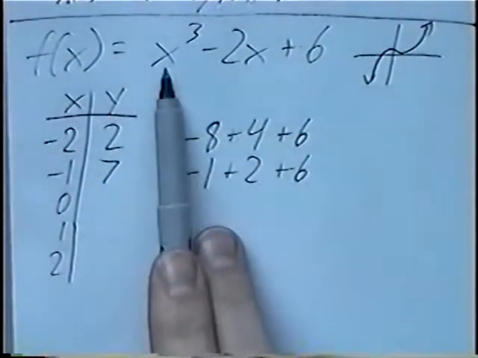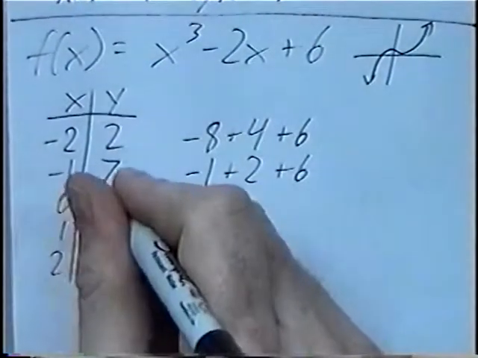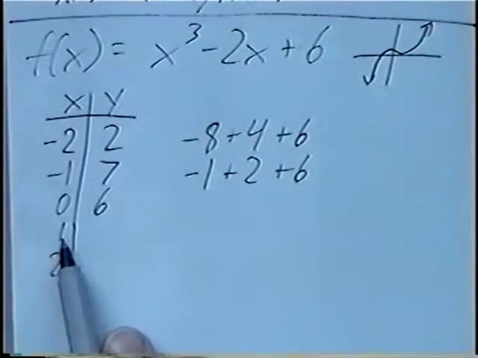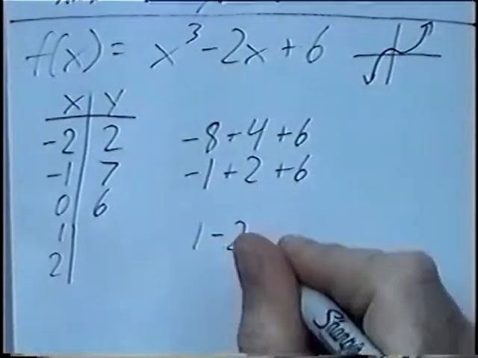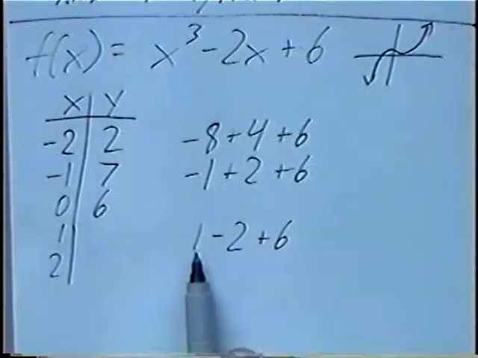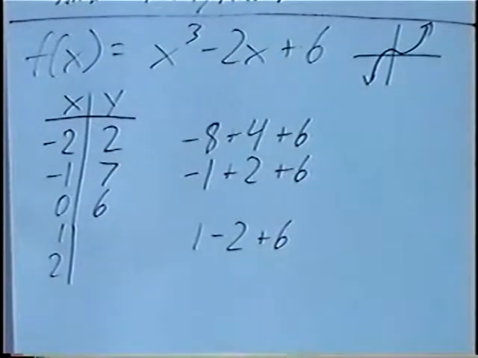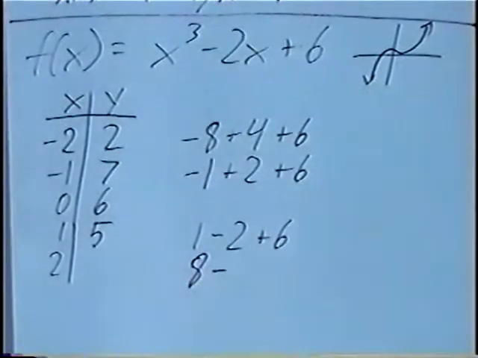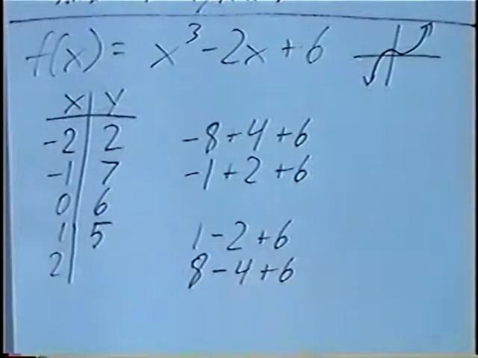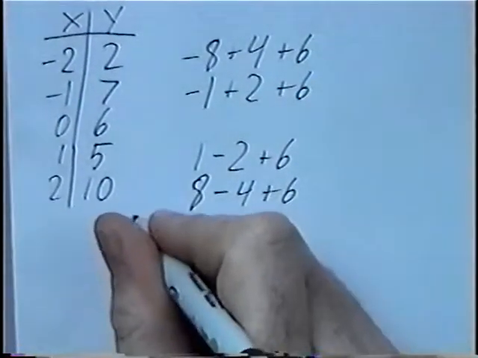Plugging a 0 in, the x's will be zeros, we'll add 6 to that, so 0 will be 6. Plugging a 1 in, 1 cubed would be 1, -2 times 1 would be -2, and plus 6. 1 minus 2 would be -1, plus 6 would be 5. And last number we'll plug in 2. 2 cubed would be 8, minus 2 times 2 would be 4, plus 6. 8 minus 4 would be 4, plus 6 would be 10. Taking these 5 values now, we can graph them on an xy axis to get the graph for the function.